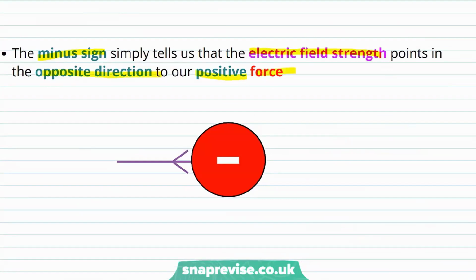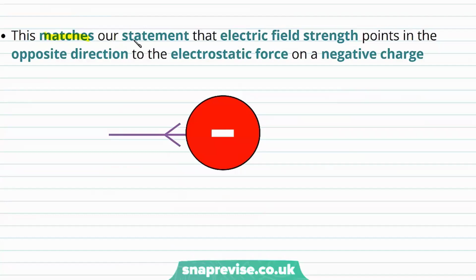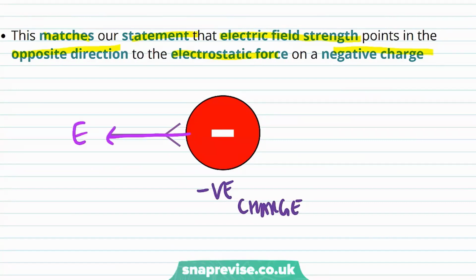So because we defined our force to be positive from left to right, the electric field strength points in the opposite direction and is in the negative direction. You can see that this matches our statement that the electric field strength points in the opposite direction to the electrostatic force on a negative charge. So for a negative charge, the vector for electric field strength points in the opposite direction to the force.